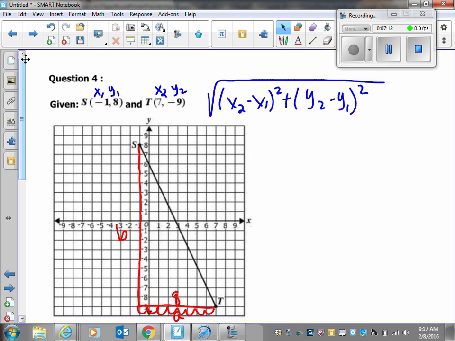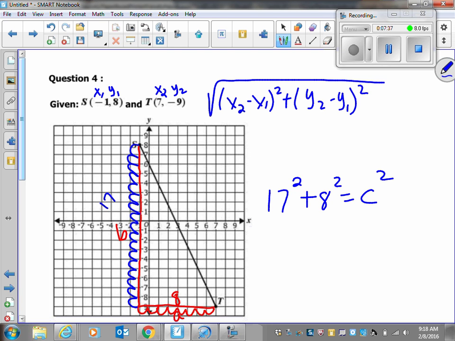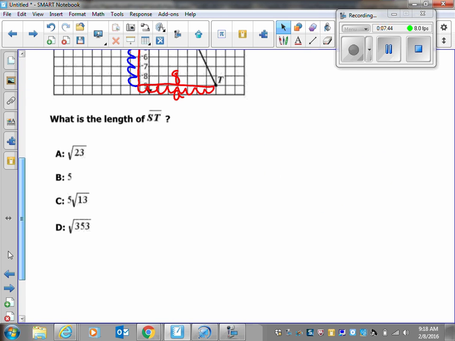Then my vertical distance is 1, 2, 3, 4, 5, 6, 7, 8, 9, 10, 11, 12, 13, 14, 15, 16, 17. So all I have to do is 17 squared plus 8 squared equals C squared. So C would be ST, and you guys can find it that way. All right, number 5.